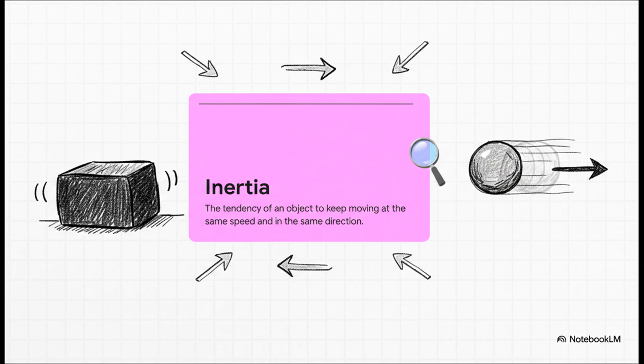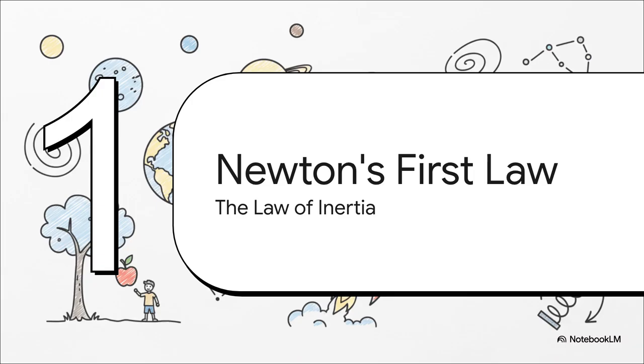It's basically an object's lazy streak. It just wants to keep doing whatever it's already doing. If it's still, it wants to stay still. If it's moving, it wants to keep moving just like that, forever. You know, this whole idea of inertia is so important, so fundamental, that Newton gave it its very own law. This is where we get into his first law of motion.